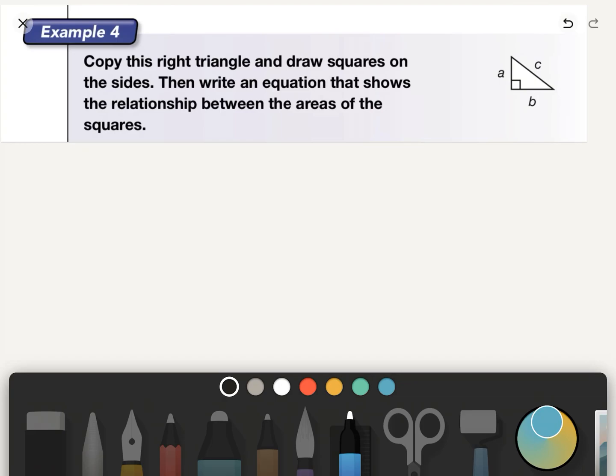Example 4. Copy this right triangle, then draw squares on the sides. Then write an equation that shows the relationship between the areas of the squares. Oh, well, after everything else we've done, this is pretty much child's play.